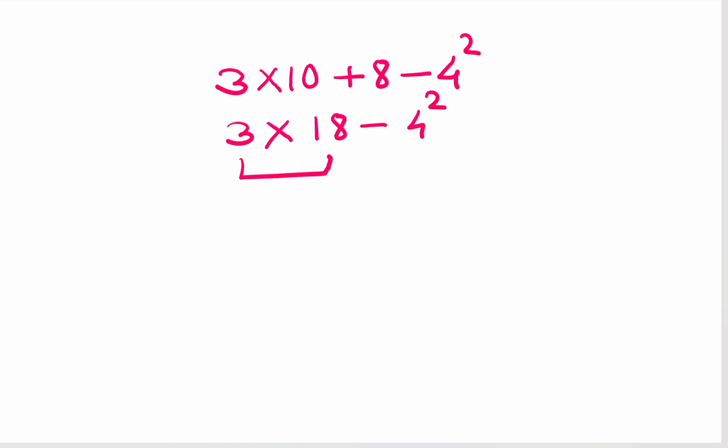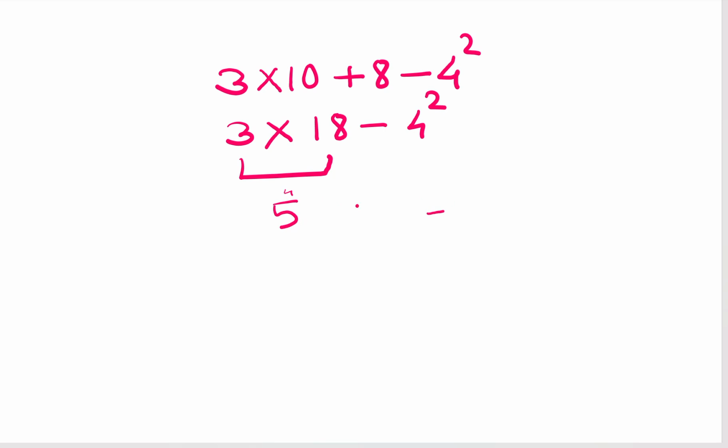Then they solve 3 multiplied by 18, which is equal to 54, and minus 4 square is 16. So 54 minus 16 is equal to how much? 14 minus 6 is equal to 8 and 4 minus 1 is equal to 3. So 38 is the answer, but this is not the correct answer for this order of operation equation.